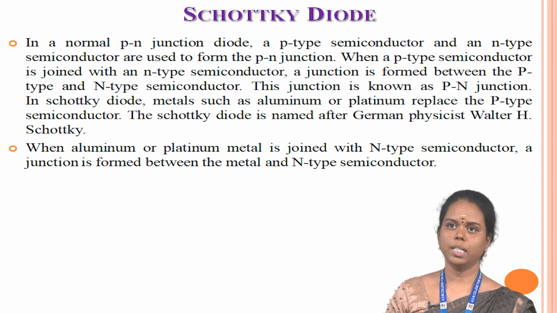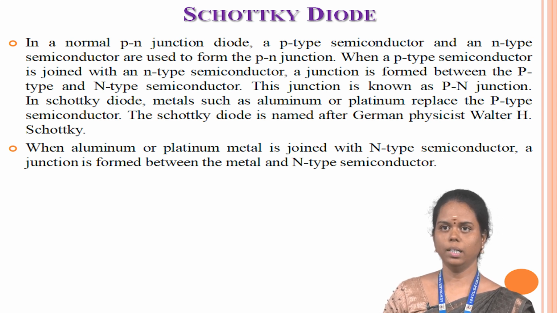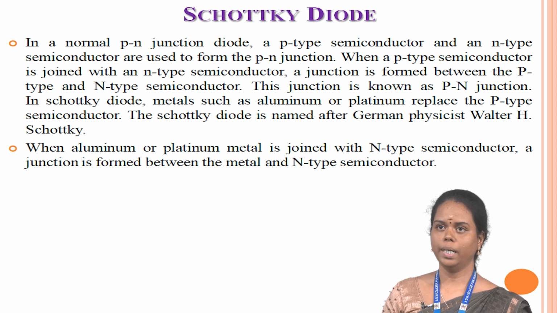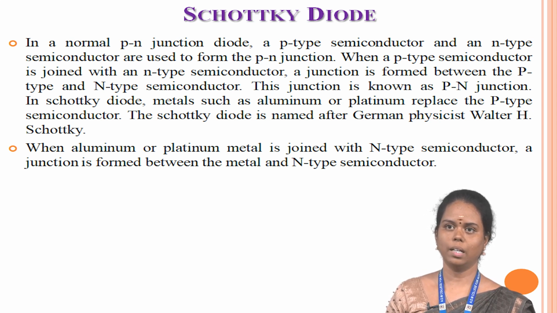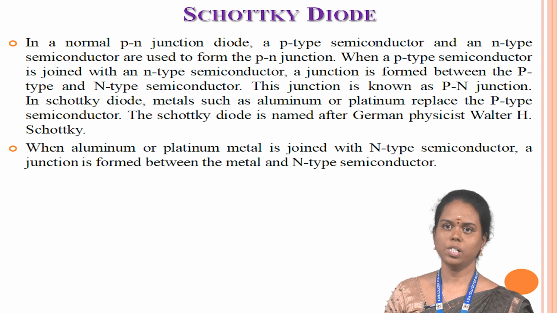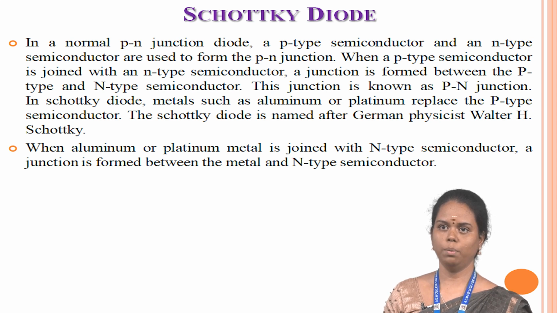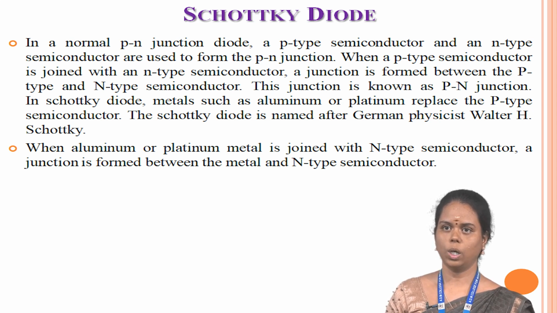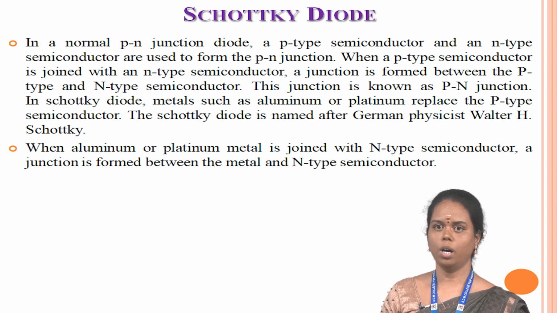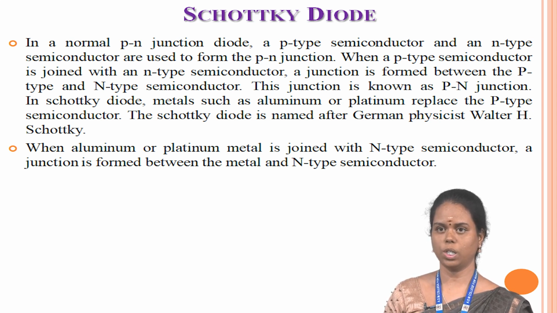In a normal PN junction diode, a P-type semiconductor and an N-type semiconductor are used to form the PN junction. When a P-type semiconductor is joined with an N-type semiconductor, a junction is formed between them. This junction is called the PN junction. In a Schottky diode, metals such as aluminum or platinum replace the P-type semiconductor. The Schottky diode is named after the German physicist Walter Schottky. This one is the Schottky diode.